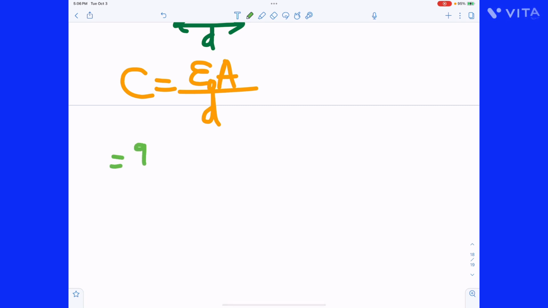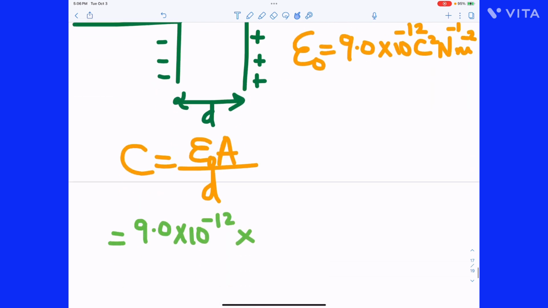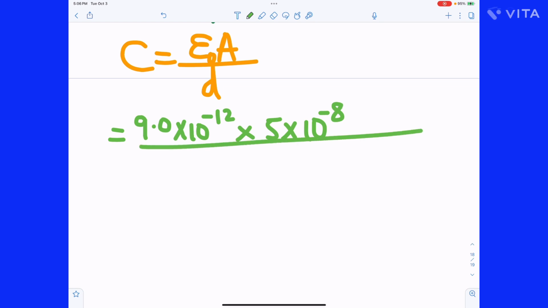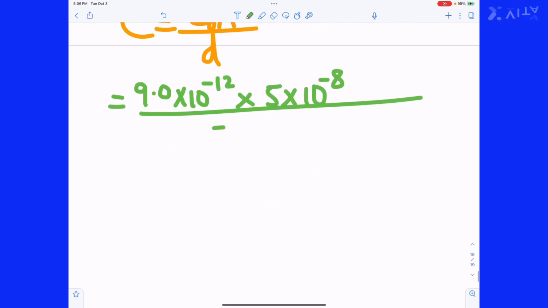We will get 9.0 times 10 raised to power minus 12 times 5 times 10 raised to power minus 8. Everything is in SI unit, so I can just substitute straight. Over D, separation. What is separation between the plates? 2 times 10 raised to power minus 3.